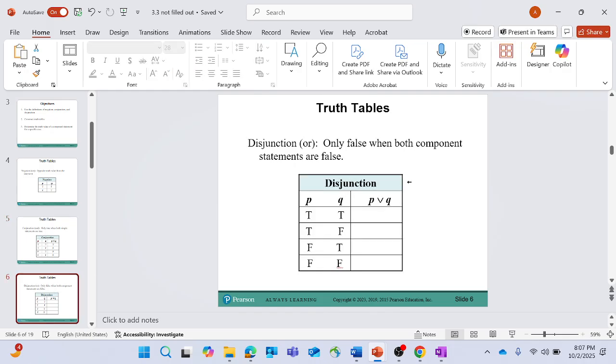Now we have an or statement. Remember, or just means one or the other needs to be true, right? So in this case, if P is true and Q is true, well, that's going to be true. Right? They're both true, so one's true. For the second one, if one is true and the other is false, remember, or just means at least one of them needs to be true. So that's going to be true. False and true, well, one of them is still true, so the whole statement is true. The last one, false and false, that's going to be a false statement because they're both false. Neither is true. Is that making sense?